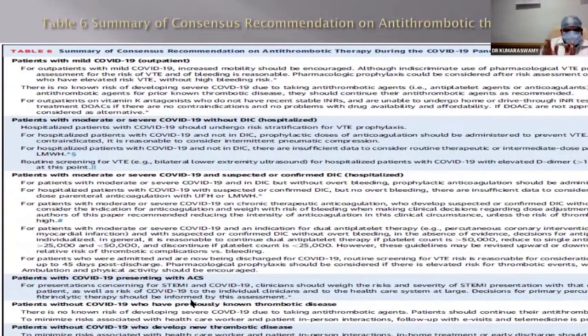And patients who have moderate or severe COVID-19 and suspected or confirmed DSC. I am giving this one in a little more detail, going in depth actually, because Dr. Joy asked about this DSC. Here also you have to give low molecular heparin prophylaxis to prevent thrombus formation or progression of thrombus. We have to use the low molecular prophylaxis.